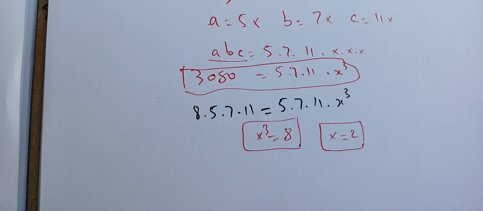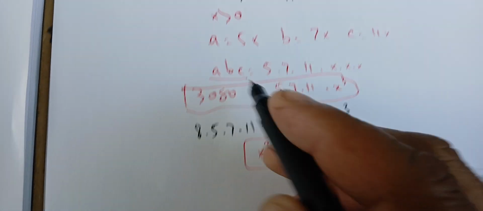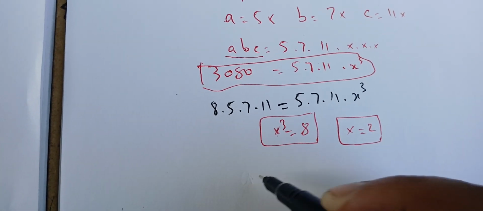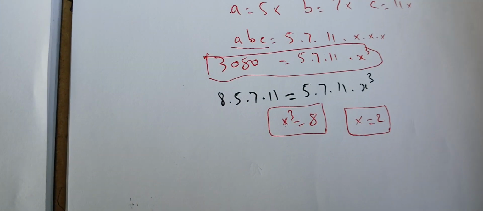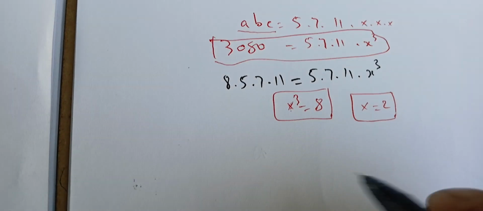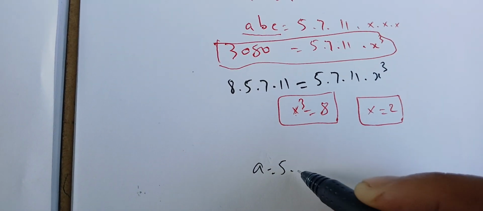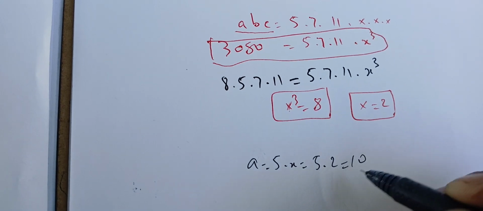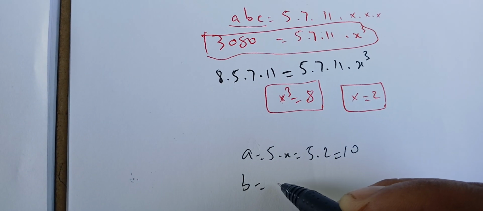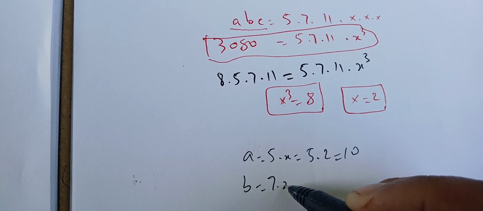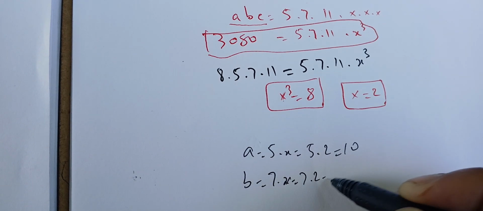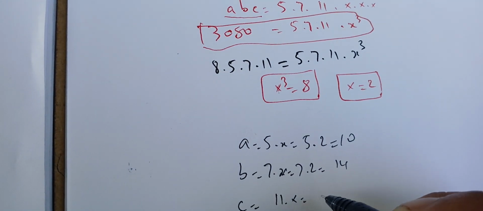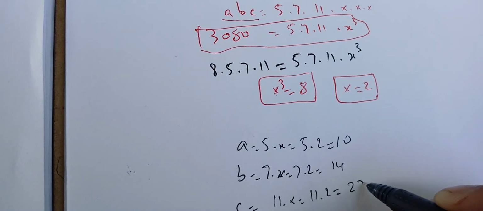Now we can go back and solve for a and b and c. So here, a is 5 times x. That means, sorry about this one, it's not working. So we have a is 5 times x. So that means 5 times 2, which is 10, and b is 7 times x, which is 7 times 2, which is 14, and c is 11 times x, which is 11 times 2, which is 22.